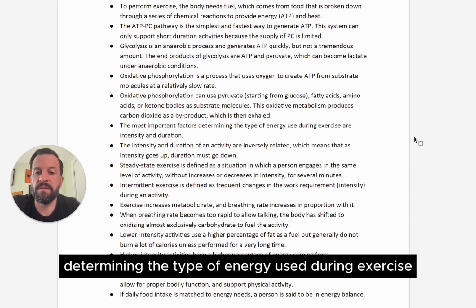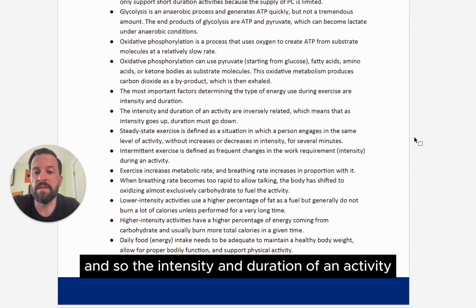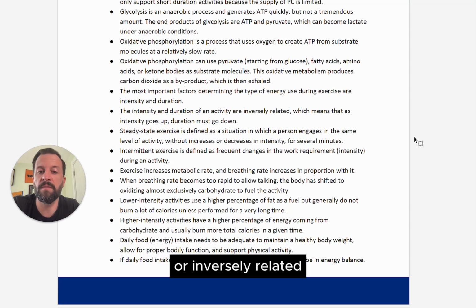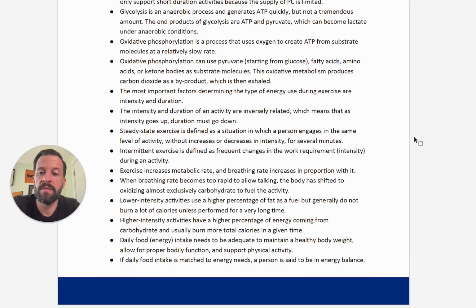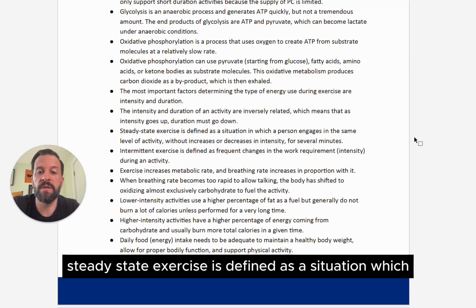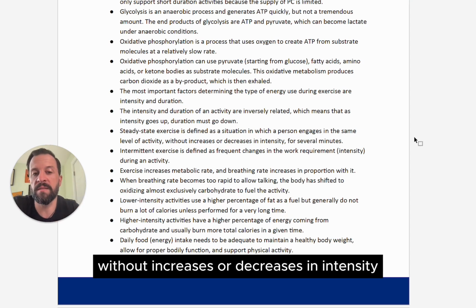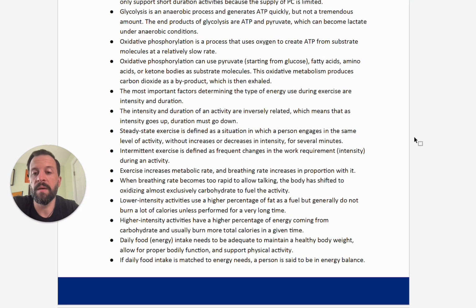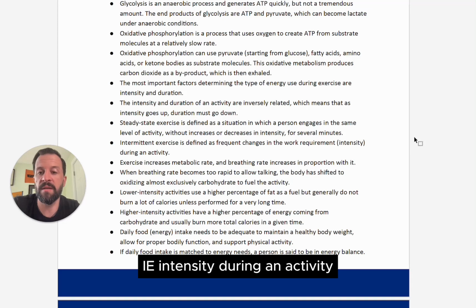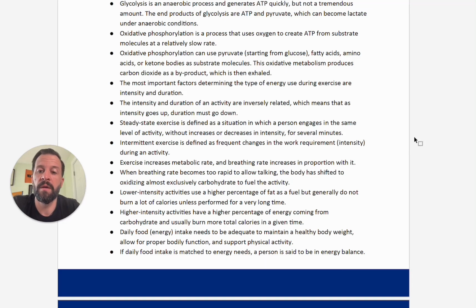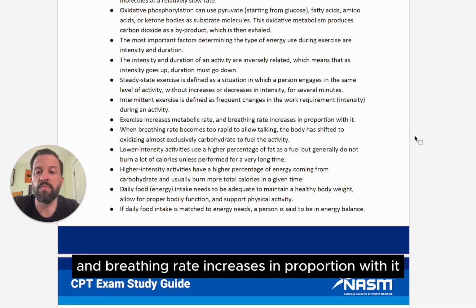The most important factors determining the type of energy use during exercise, again, are the intensity and the duration. And so the intensity and duration of an activity are inversely related, which means that as the intensity goes up, the duration must go down. Steady state exercise is defined as a situation in which a person engages in the same level of activity without increases or decreases in intensity for several minutes. Intermittent exercise is defined as frequent changes in the work requirement, i.e. intensity, during an activity.